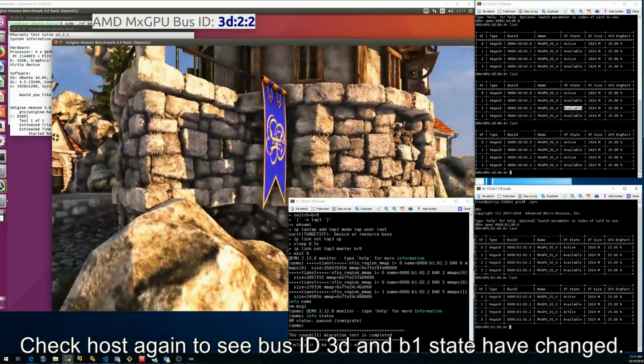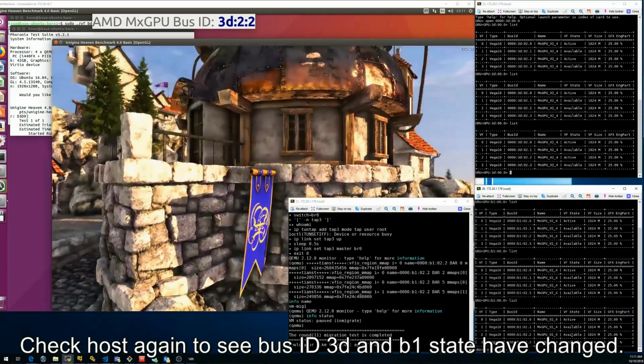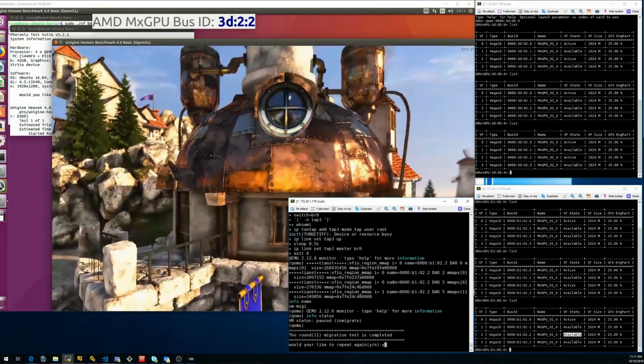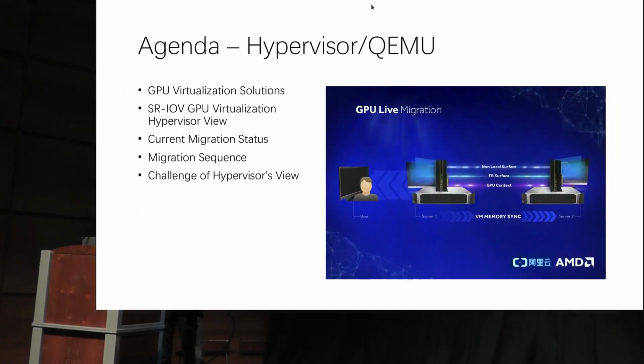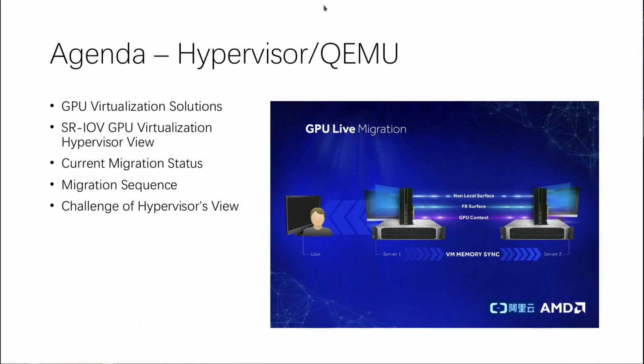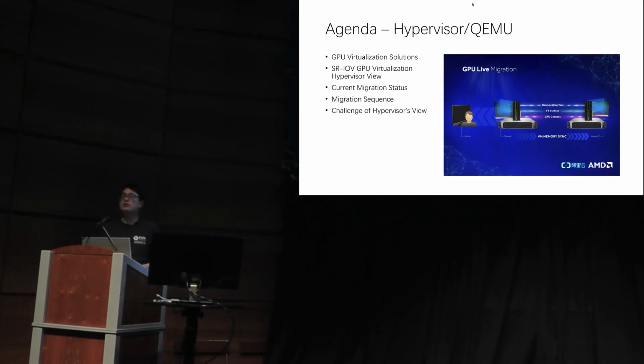OK, so my section is live migration support for GPU with SR-IOV. This is a project collaboration between Alibaba and AMD. We will talk about two parts. My part will mainly focus on the hypervisor and QEMU. The architect from AMD will introduce the GPU specifics in the second part.